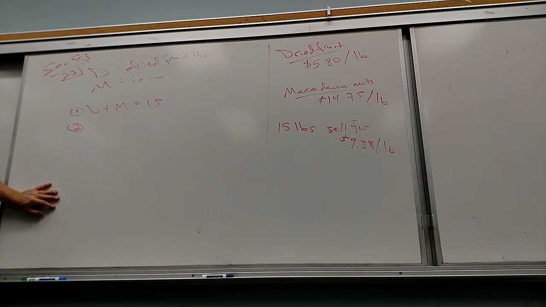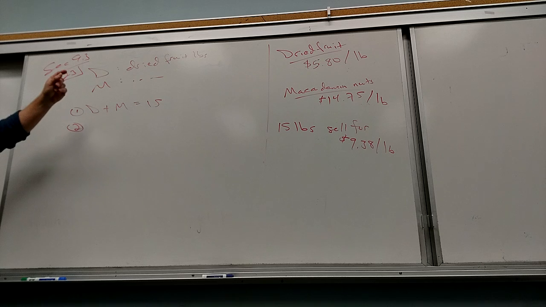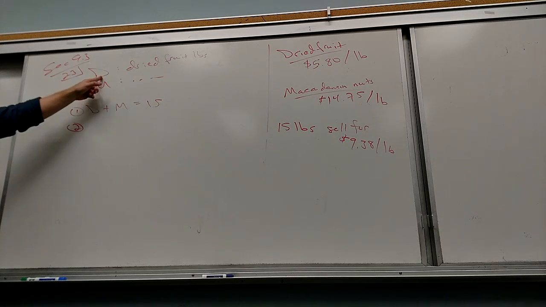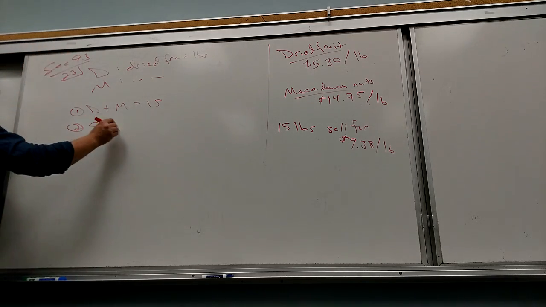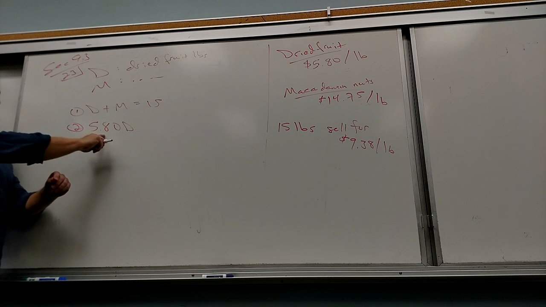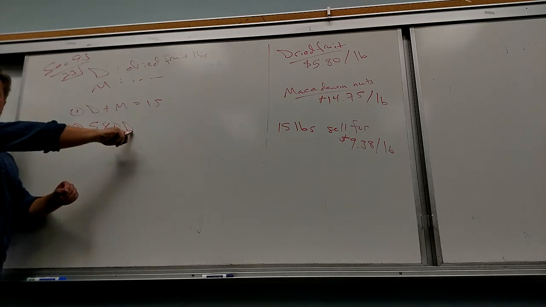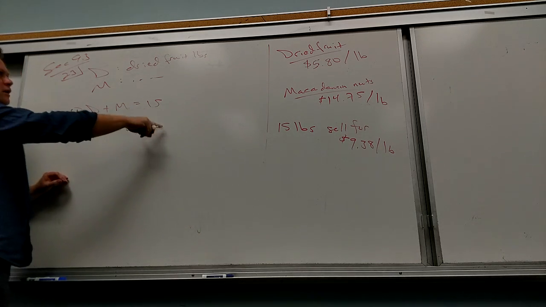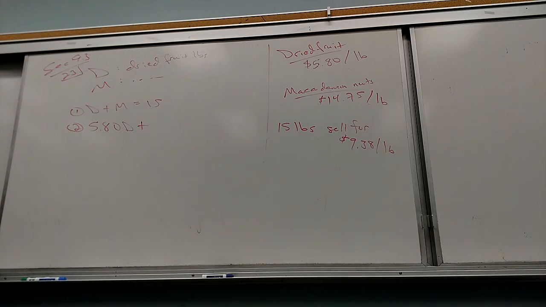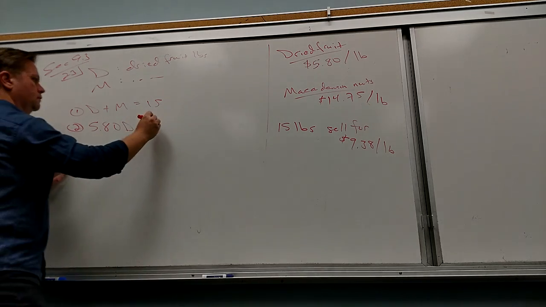$5.80 for every pound, so how much total money? How many pounds of it do I have? We know exactly... No, we don't know, we have 15 pounds of dried fruit. So it's 580 D. Is that cool? Yeah, 580 per pound of dried fruit, plus, how much money do I get for the macadamia part? $14.75. 1475 M.